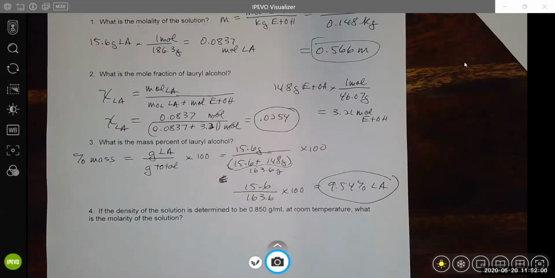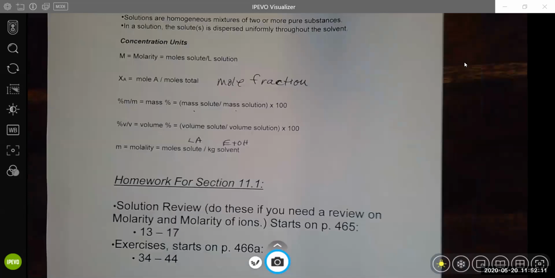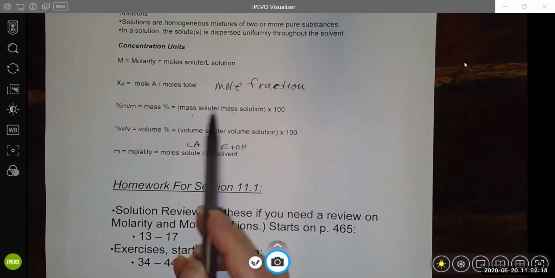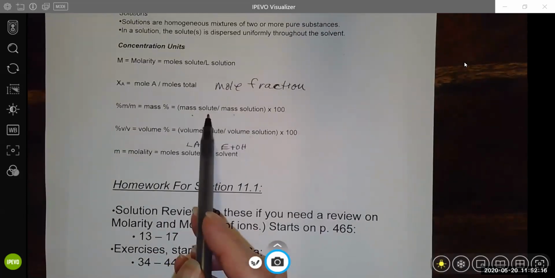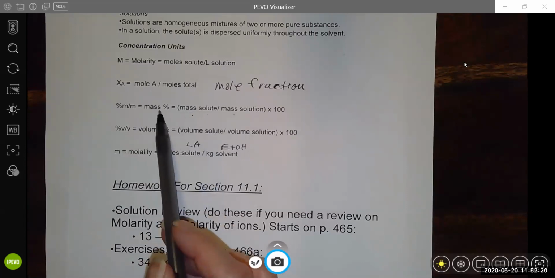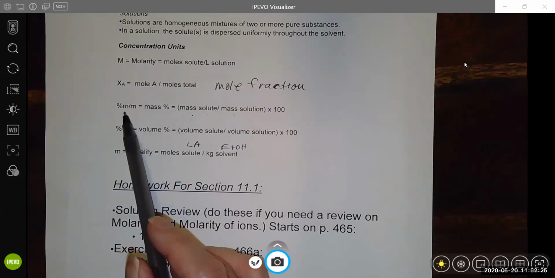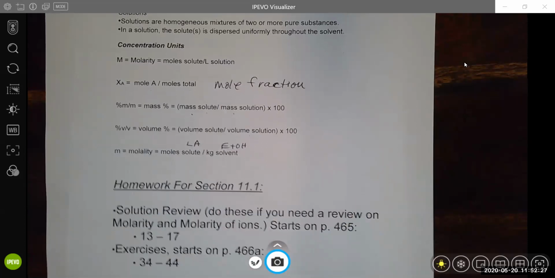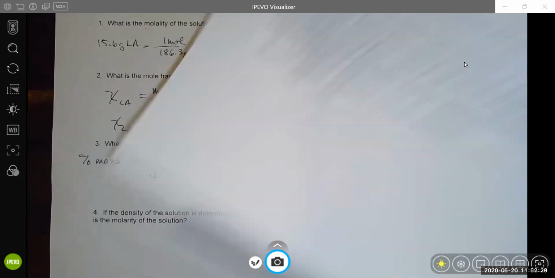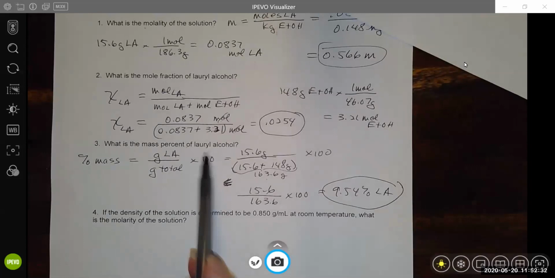This is one place where the wording can get confusing. I could have also said, what is the mass percent of the solution? Because it's implied in the definition, because it's solute over the solution, that if you don't say the name of the solute, you just say, what is the mass percent of the solution? You would understand it to be the lauryl alcohol, because that is the solute. I was just being specific here.